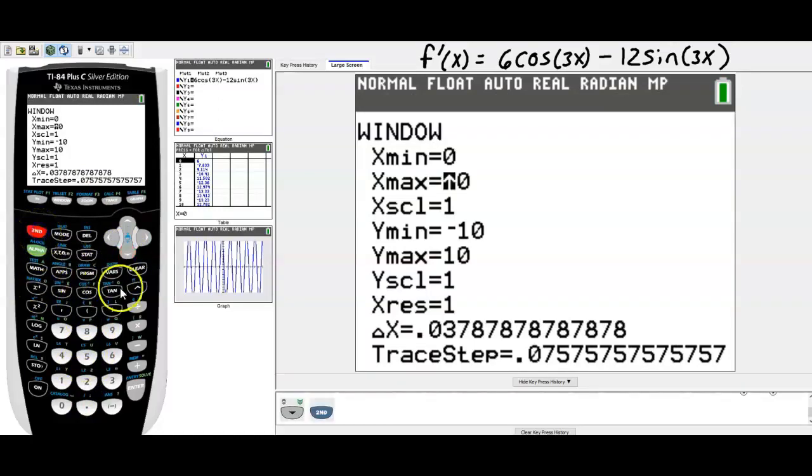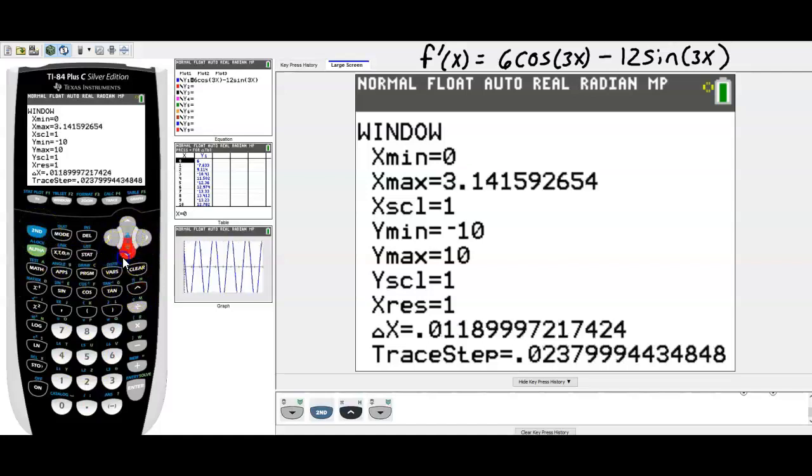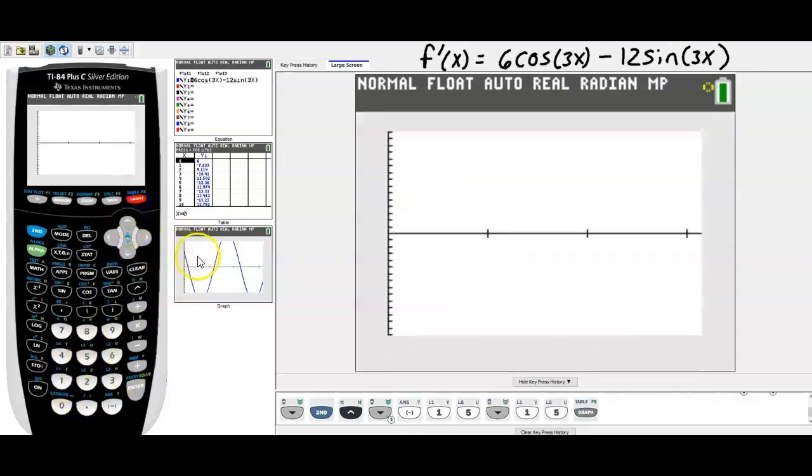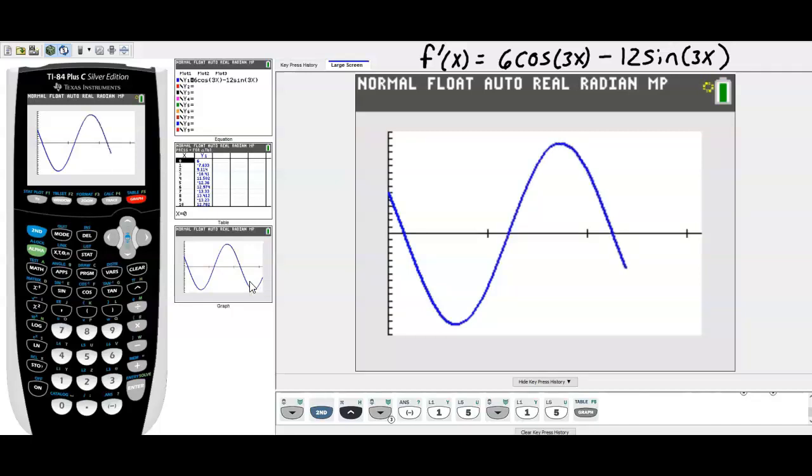Where's my pi button? There we go. And then as for the Y values, I'm going to make it a little bit higher. Let's say we're going to go from negative 15 to positive 15. Might still not be enough. All right, let's see what that looks like. So I changed my window. I only wanted to go from 0 to pi on the x-axis because that's all we really care about. And also, I changed my y-axis so I can see the entire curve. But there we have it. All right, so now based on this, I can show you guys the rest of the solution.